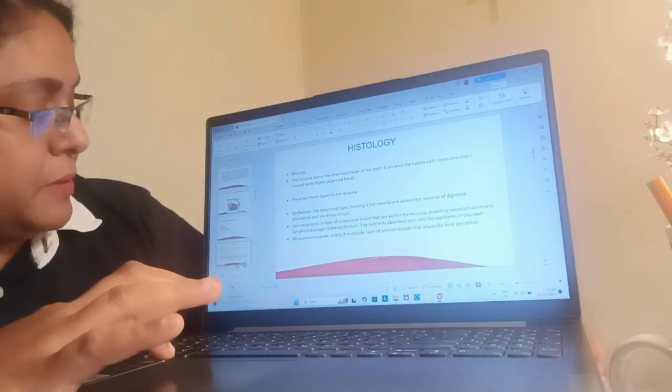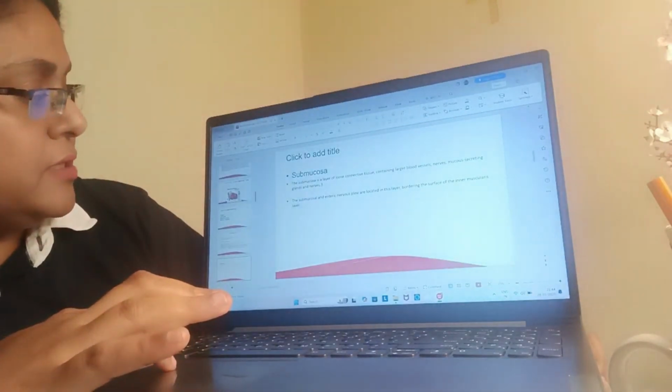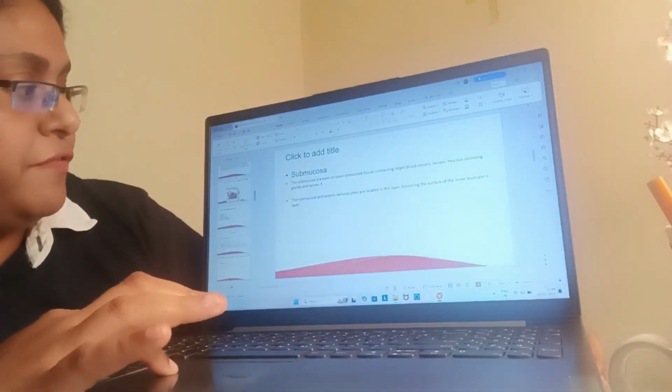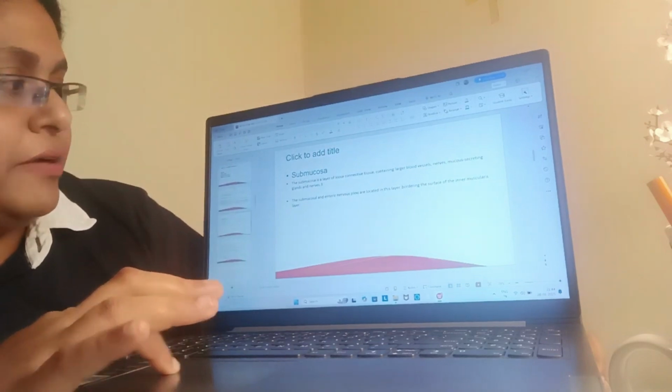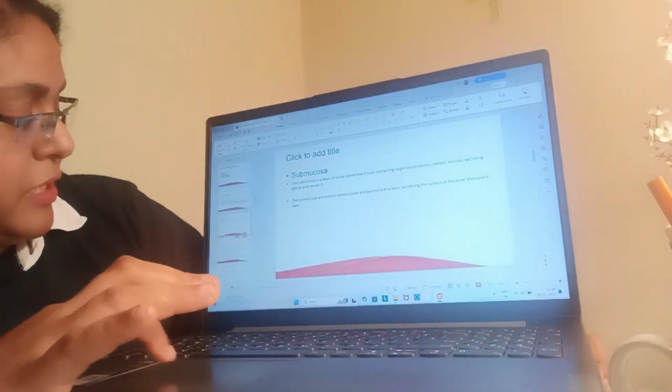So we have talked about that now. Then the submucosa is a layer of loose connective tissue, and the submucosal and enteric nervous plexuses are seen here.